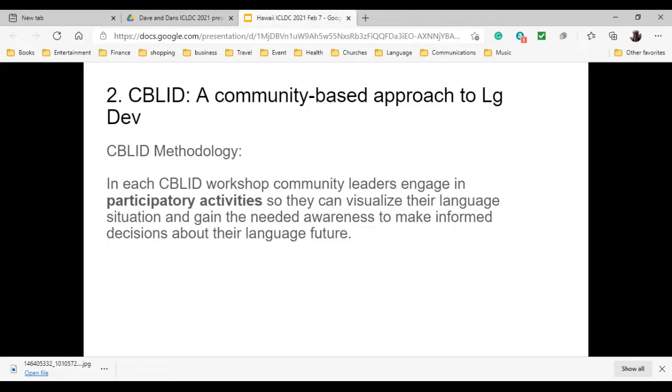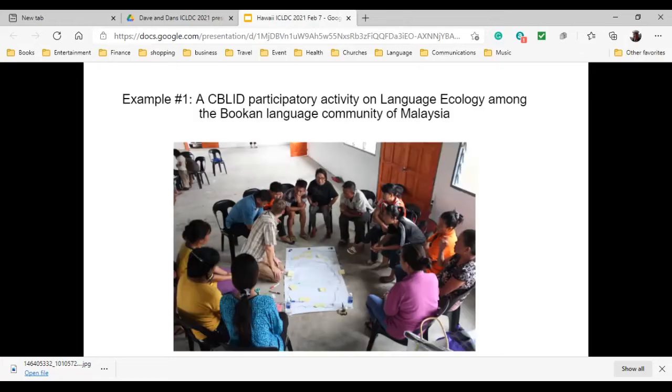The methodology within the workshops leans a lot on participatory activities, activities that can help community leaders engage with the sociolinguistic topics and visualize their language situation, gaining the needed awareness to be able to make the decisions for their community. And here are some examples of those activities.